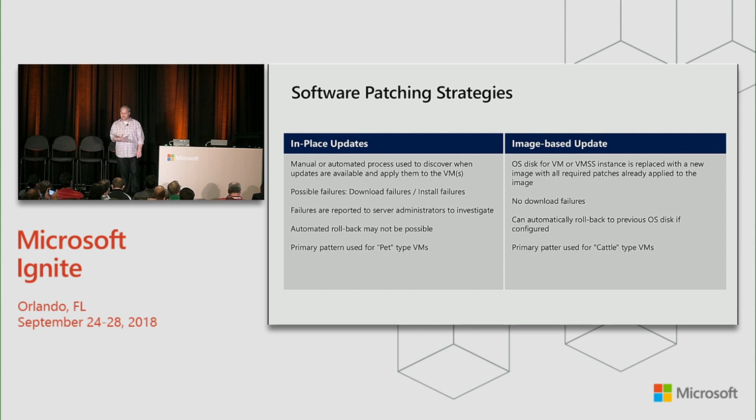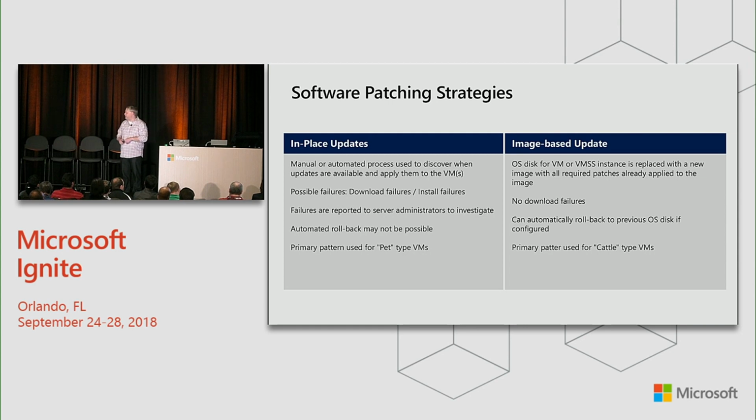On the other hand, we've got image-based patching. A lot of times when you're building a kind of a cattle model, you actually want to just deploy with an image that is already updated and patched. You don't have to worry about download failures. If something doesn't come up all the way, again, you just shoot it in the head and then redeploy a new instance. It makes it very easy to roll back. You can also just throw away that OS disk and go back to the previous OS disk for a rollback. So it's very simple, but then the application has to be designed to handle that.